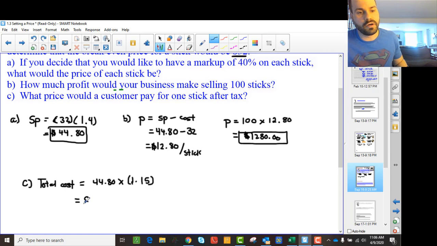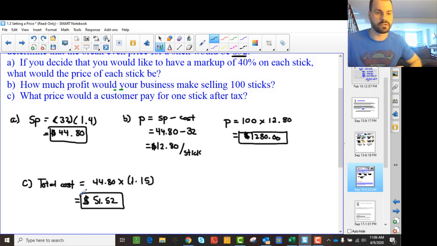And that gives me $51.52. So that's what it's going to cost when I go to checkout at the cash register. All right.